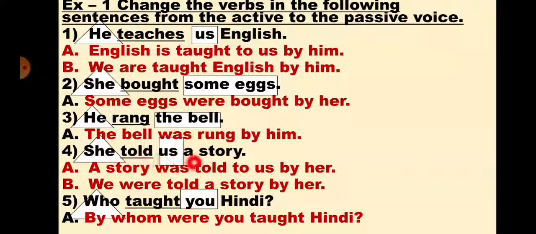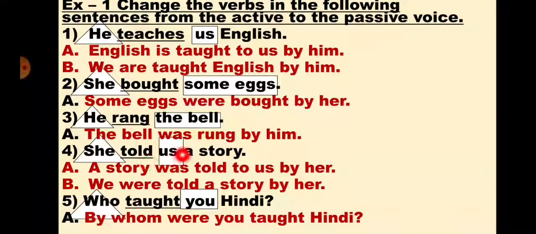Fourth, she told us a story. She told what? A story. She told whom? Us. So here us also you can take as an object, a story also you can take as an object. But if you are taking a story as an object, so answer will be, object will become our subject, a story. Story is a singular, so we'll use verb was. Verb already it is in a third form, so same we are going to write here. A story was told to us, add by, and she will change into her when it comes into an object place. A story was told to us by her.